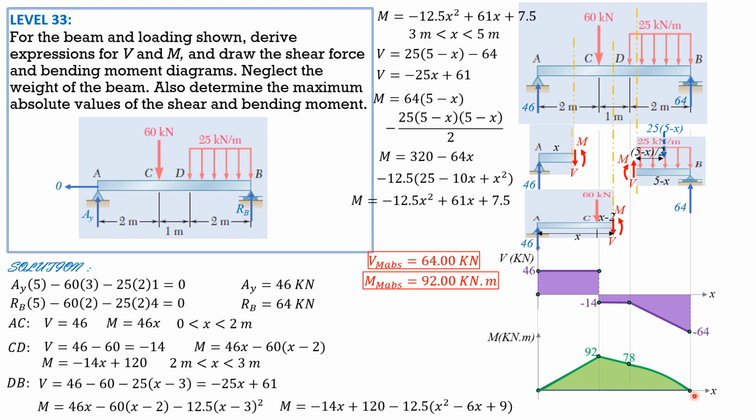Now why do we connect them with a concave downward curve? It's because again the coefficient of the second degree term of this moment curve is negative. So it is concave downward. Then we shade the shear and moment diagrams. The absolute maximum shear is 64 and the absolute maximum moment is 92 kilonewton meter. So let's shade the diagram for the best figure. So that's it for this problem.